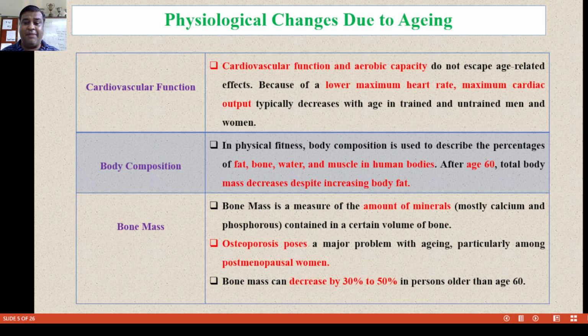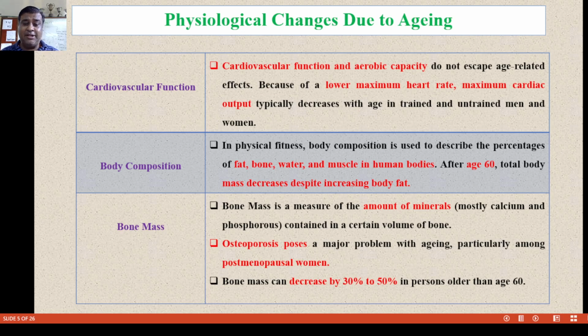Body composition: the fat percentage of the body starts to change. Fat-free mass, bone, water, and muscles of the human body start to decline after the age of 60. The total body mass decreases, and despite the decrease in body mass, the fat percentage increases.